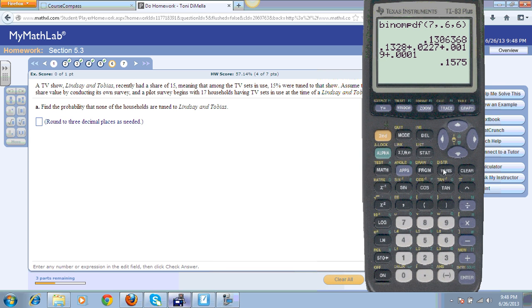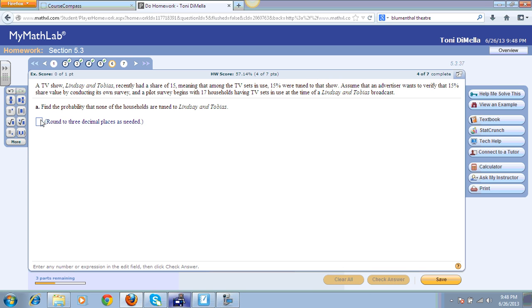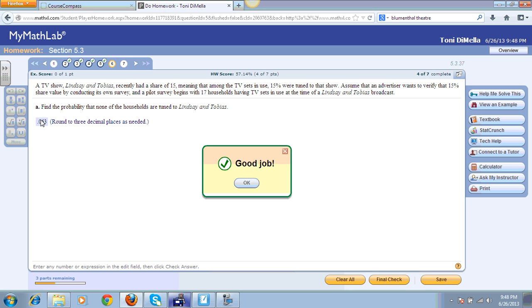So second vars, binomial PDF, 17 households, 15% success rate. What's the probability that none of them were tuned in? So that's 0.063. So about a 6% chance that nobody's watching the show. I guess that's pretty bad.